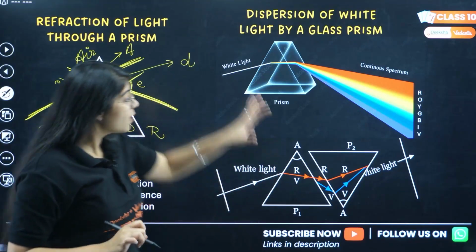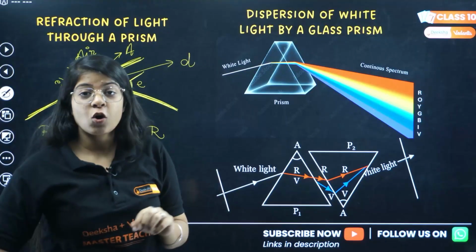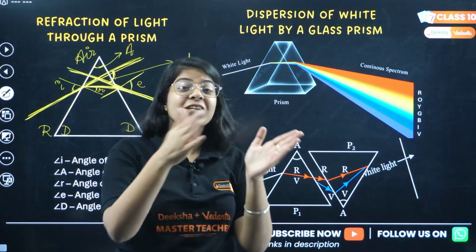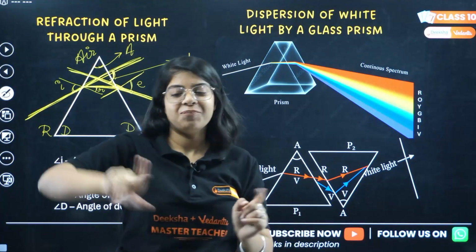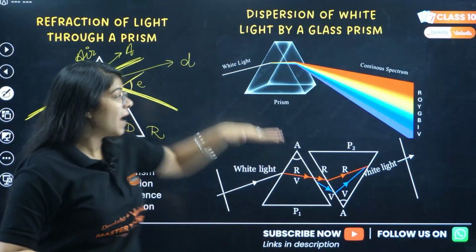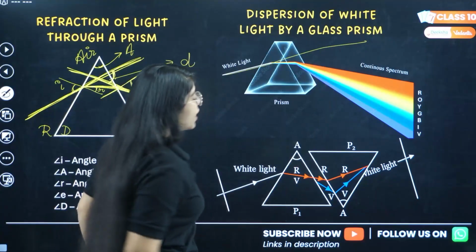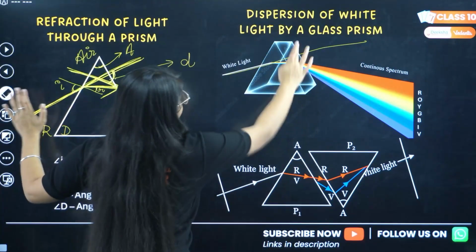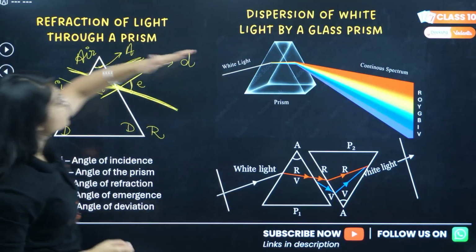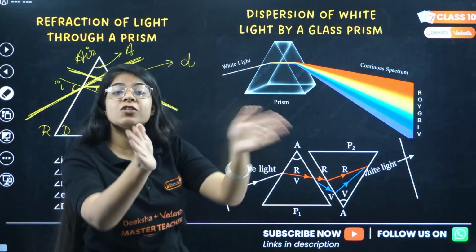Then next we have dispersion of light by a glass prism. Dispersion is the breaking or splitting of light into its 7 constituent colors. Splitting of white light into its 7 constituent colors is called dispersion of light. As soon as the white light enters, it's not going straight like this, right? It is bending towards the normal, just like here it bent towards the normal, but while bending it splits into 7 colors.